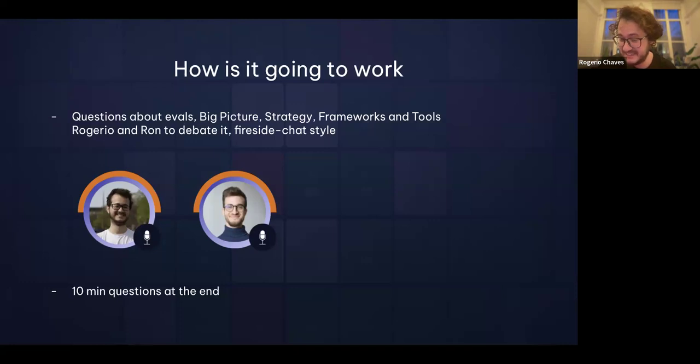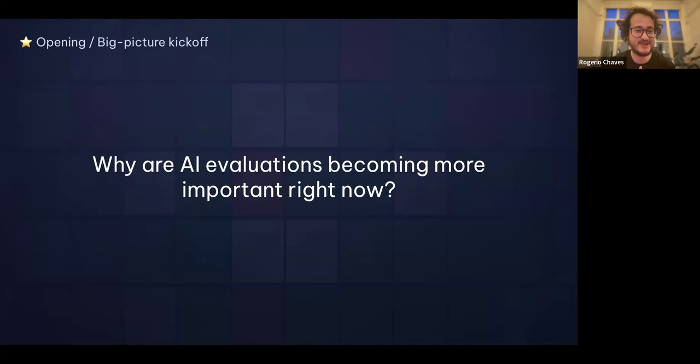Shall we start it, Ron? Yeah, go ahead. Let's jump into it. All right, let's go. So first big question: why are AI evaluations becoming more important right now?